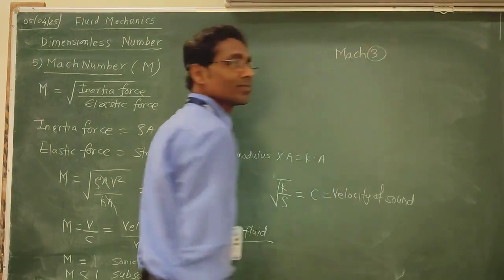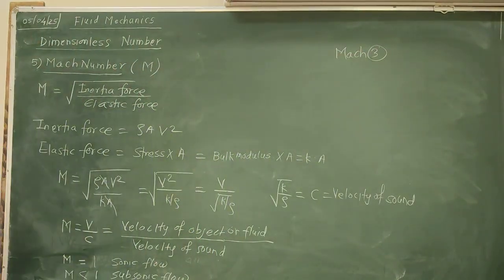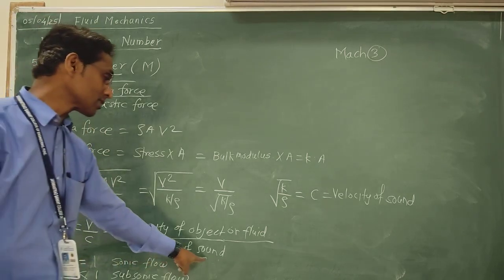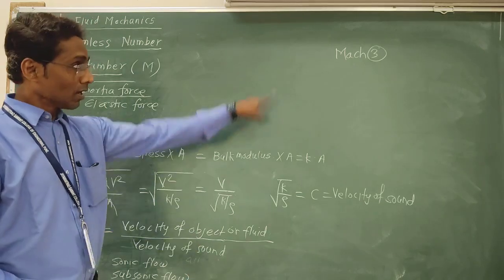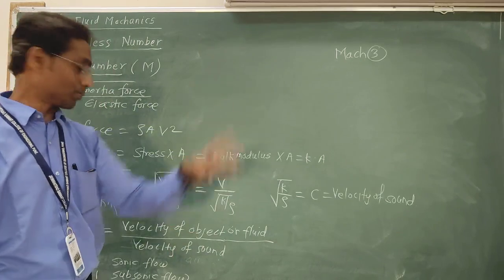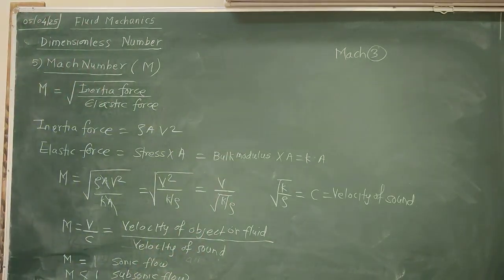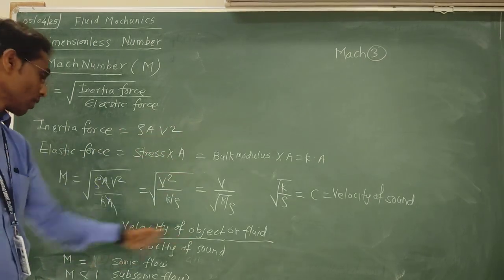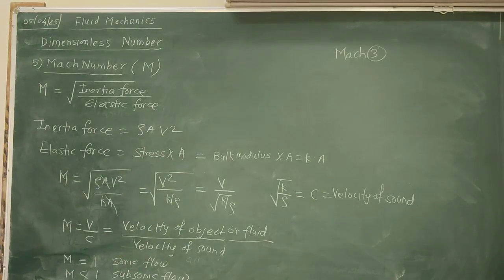We have seen the name Mach 3. Mach 3 is the name of a jet plane. What is the meaning of this? Mach 3 means it has Mach number 3, means its velocity is thrice the sound velocity. Isn't it? Means to indicate or to know about the velocity of an object, we use this number, that is Mach number.